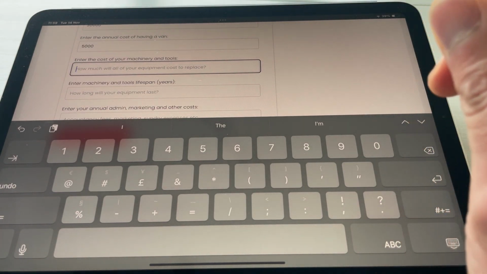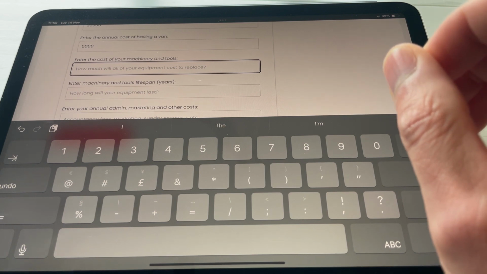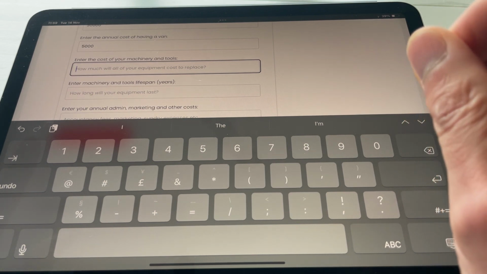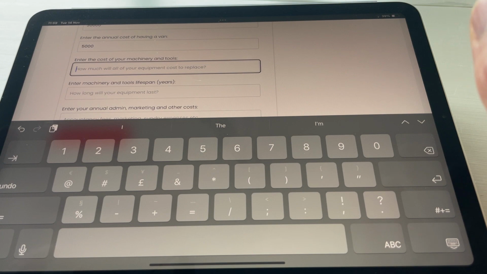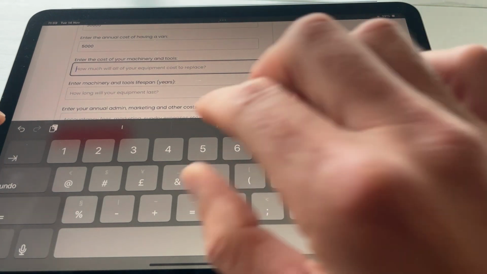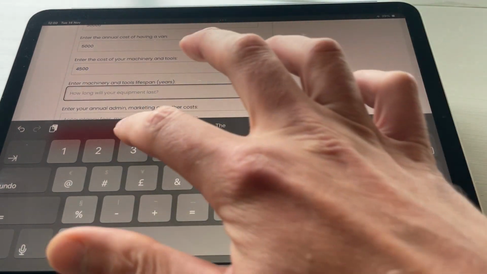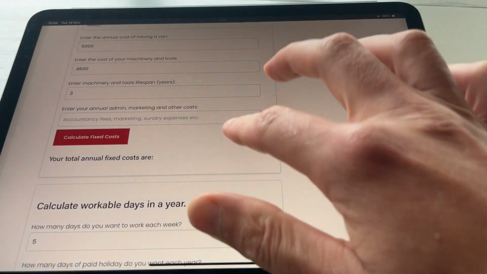My machinery, let's say as a startup machinery, you might spend £2,000 on one mower, £1,500 on another, so what's that? That's £3,500. £500 on strimmers and bits. Let's say £4,500, okay, to get us started. And we're going to say that's going to last for 3 years, okay.